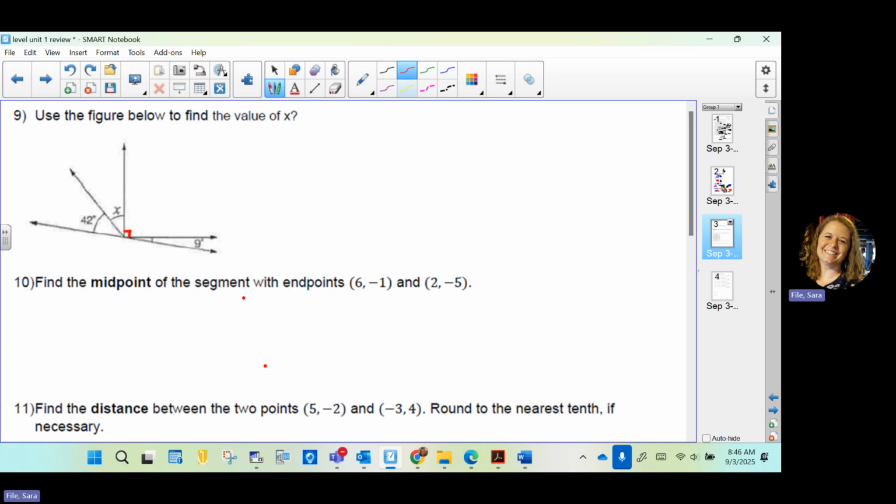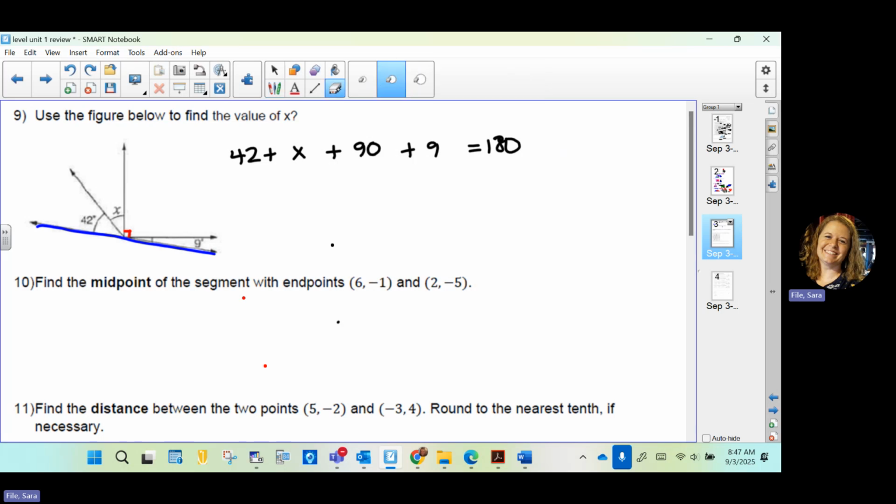But what do we know about all 4 of these angles together? They're all one. Yeah, that's a straight line, isn't it? The straight line's how many degrees? 180. So all of these together, it doesn't matter how many it's broken up into, they all together need to add to 180, right? So if you need to write it out like this, you can. You have the 42, the x, the 90, and the 9. Okay, all of that together should add to 180.